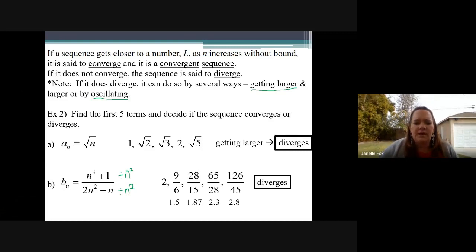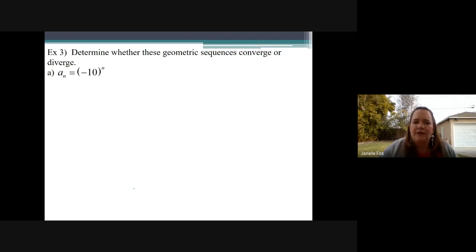Okay. Let's go to another example. So this is example 3, and it says determine whether these converge or diverge. So we're still doing more things. But guys, remember, I'm trying to expose you to all different types of questions. So this one says a sub n is negative 10 to the n power.